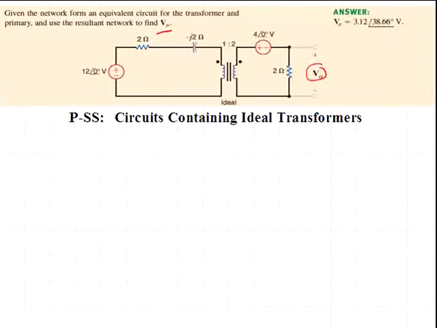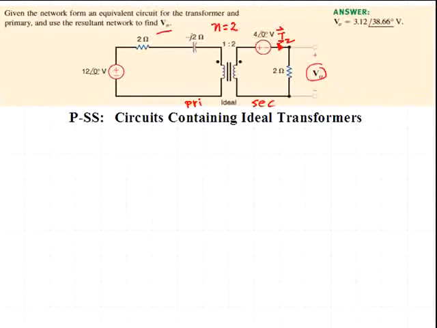Let's label some quantities and items on this diagram. Label the primary and secondary sides of the transformer. We'll consider a current I2 flowing in the secondary loop, and eventually we'll use that with Ohm's law to determine the voltage V sub O. The turns ratio N for the transformer is equal to 2.